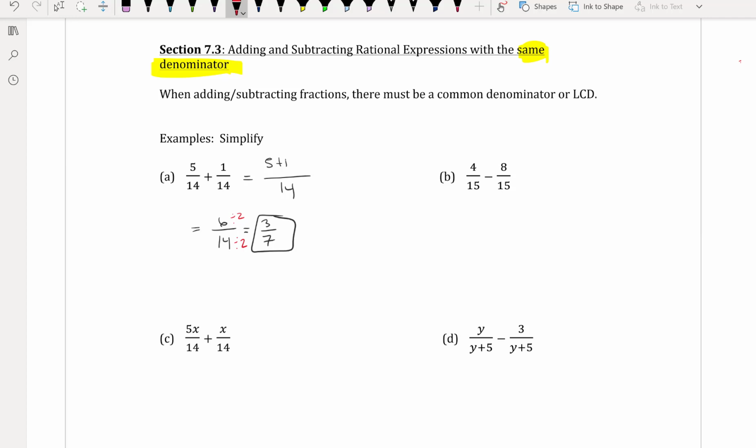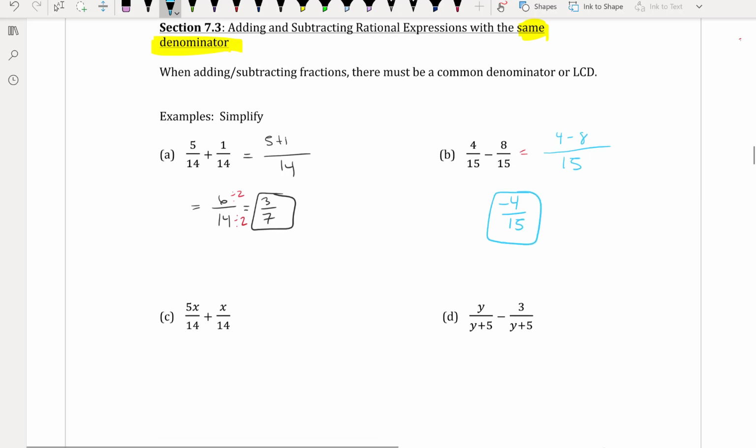Now for part B, it's subtraction, but it's the same process. So I know I leave the denominator alone. And I'm going to have my 4 minus my 8. Now 4 minus 8 is negative 4. So my final answer is negative 4 over 15.